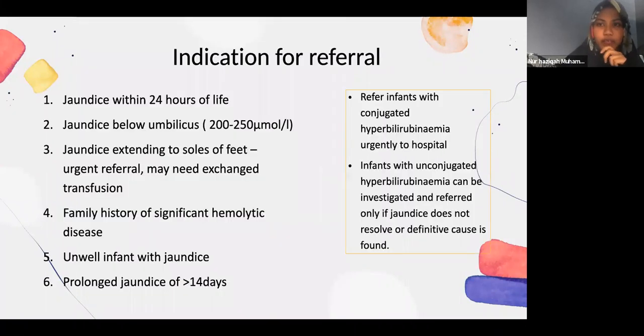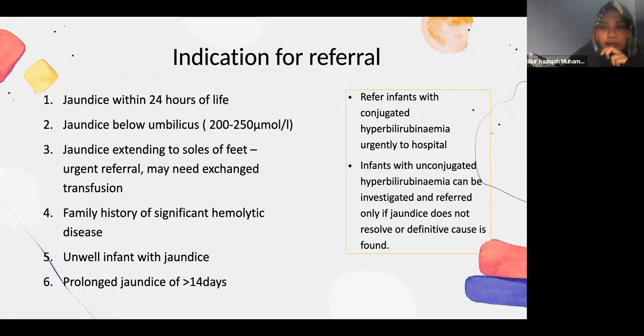So for indication for referral, basically if the baby is suspected of pathological jaundice, like the onset is less than 24 hours, the jaundice appears severe below the umbilicus or extends to the soles, the family has a history of significant hemolytic disease, or the baby appears unwell with jaundice or has prolonged jaundice. These features will need referral.